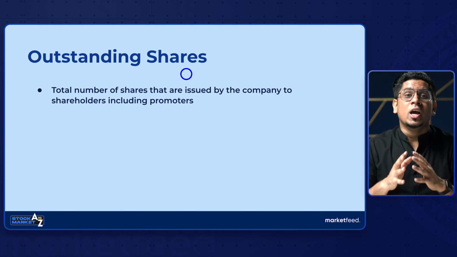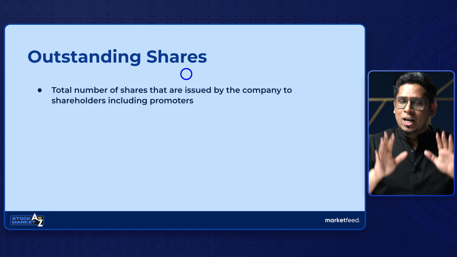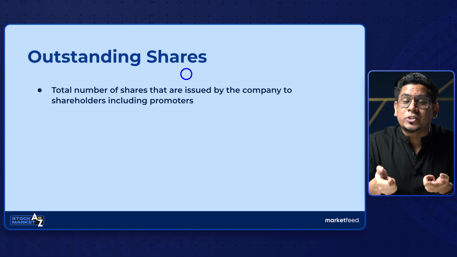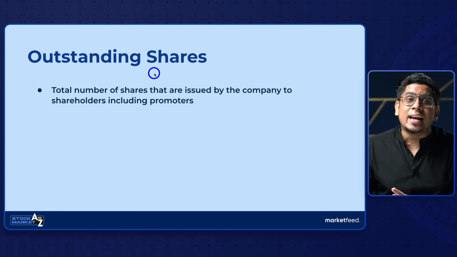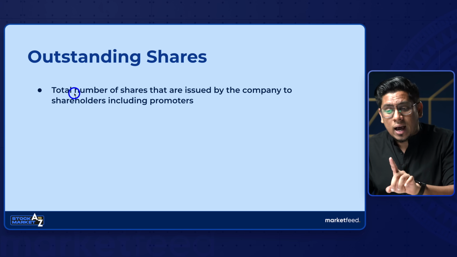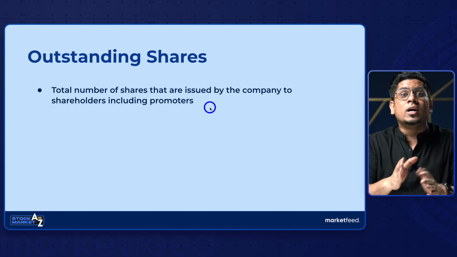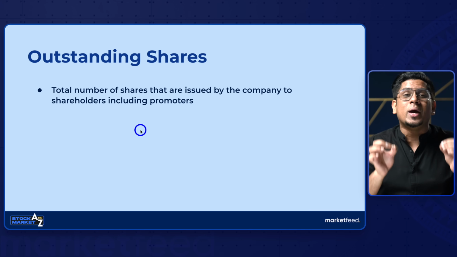Now we all know that when a company goes public, it issues its shares to public shareholders. So we all know what shares or equity are, but there are different types of shares that we should definitely understand. Number one among that is outstanding shares. What are they? These are the total number of shares that are issued by the company to shareholders, including promoters. The including promoters is very, very important.